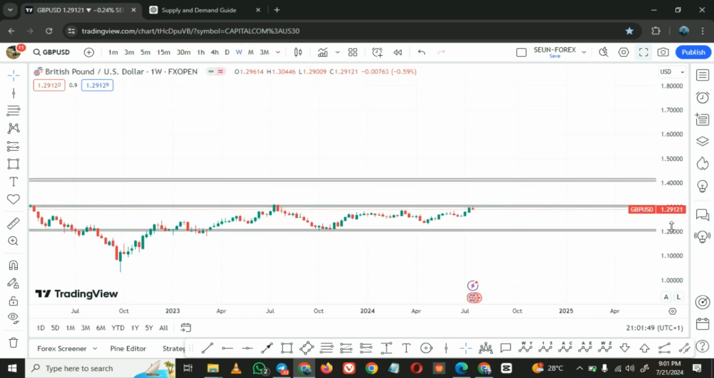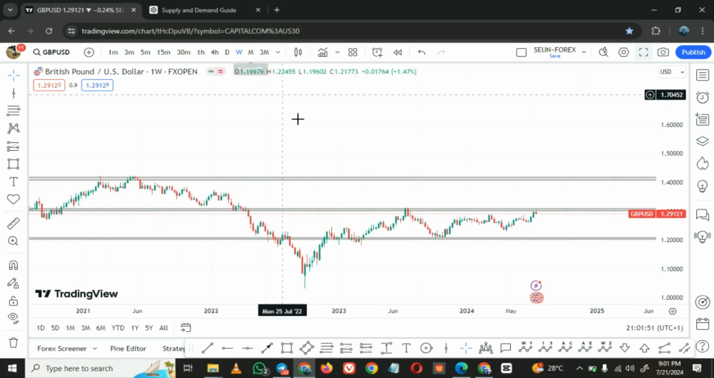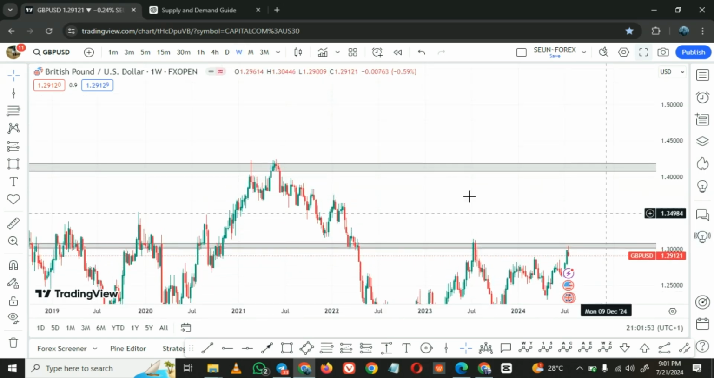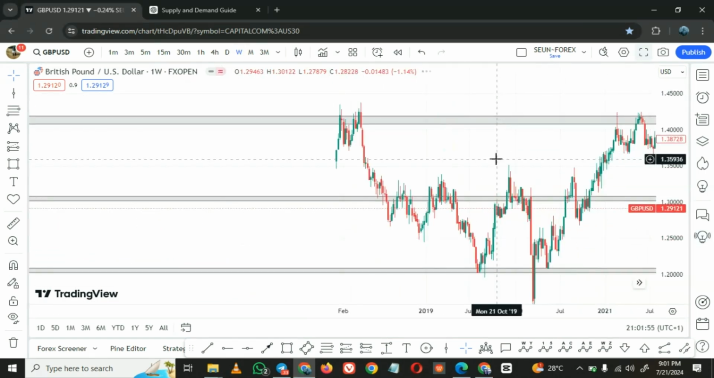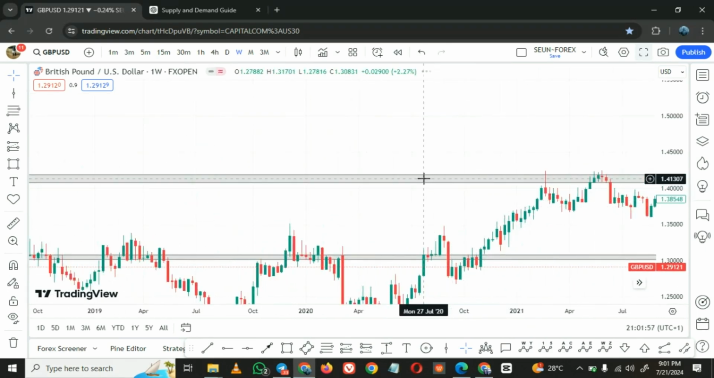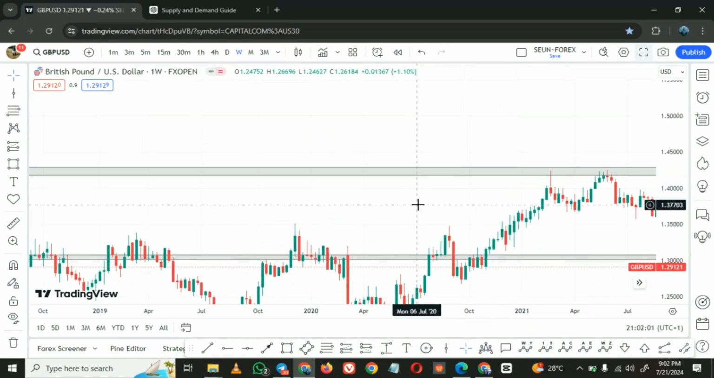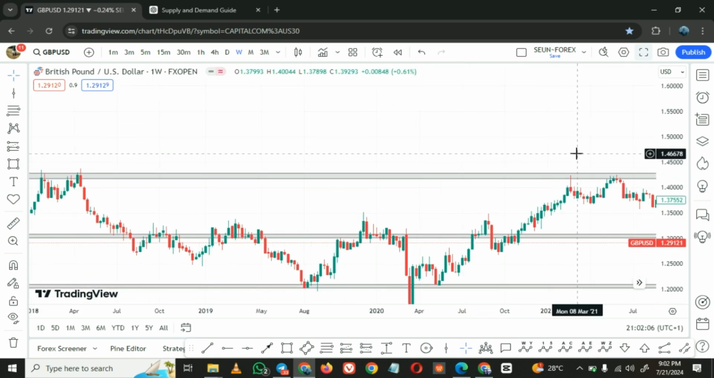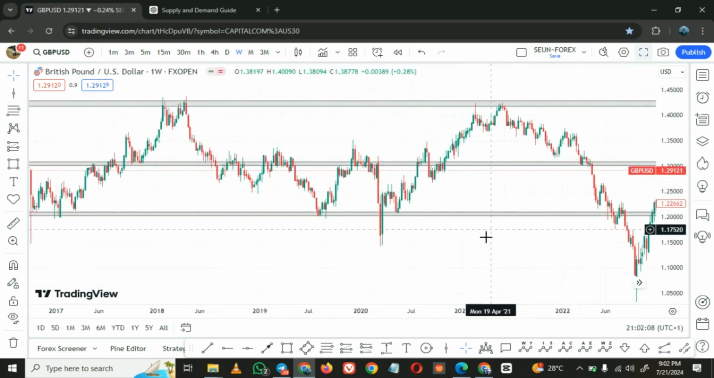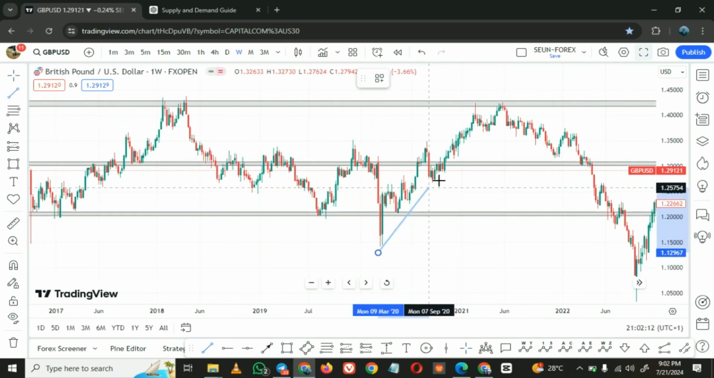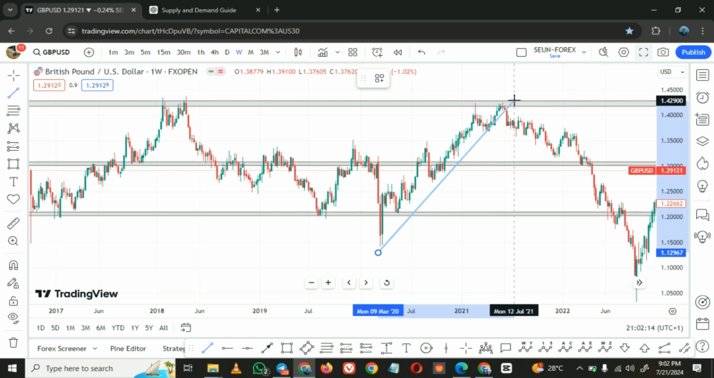Now this is GBP USD in the weekly time frame, and you can see these major key zones that when the market reached these major key zones, the market was pulling back. Since 2020, the buyers have been in the market and they have been pushing the market up.